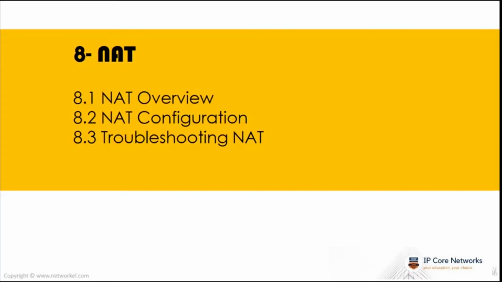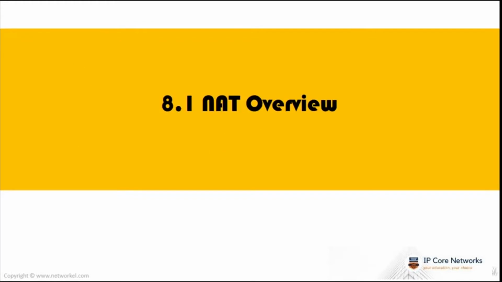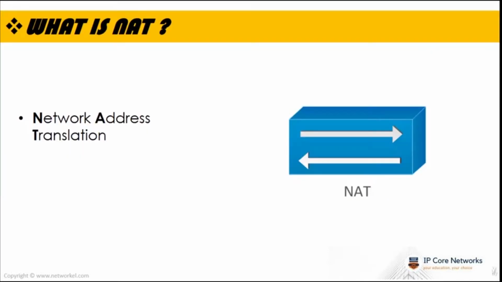In our next section, we're going to talk about NAT, Network Address Translation. Let's go ahead with the NAT overview. Network address translation is the method of remapping one IP address space into another by modifying network address information in IP datagram packet headers while they are in transit across a traffic routing device.